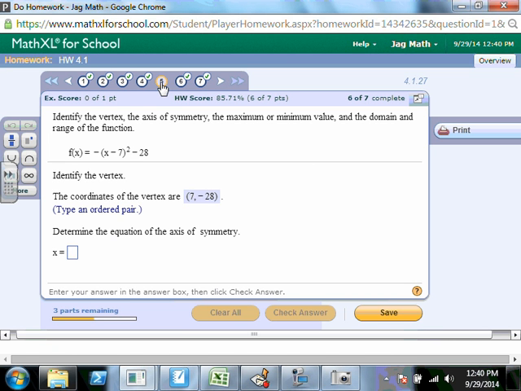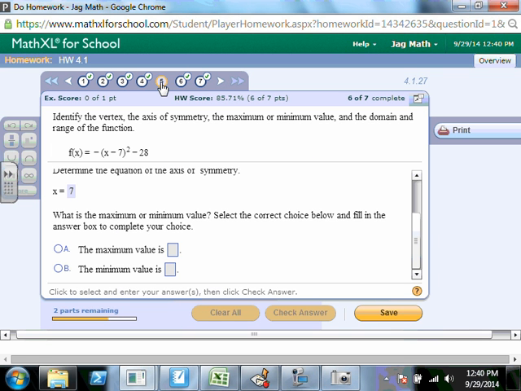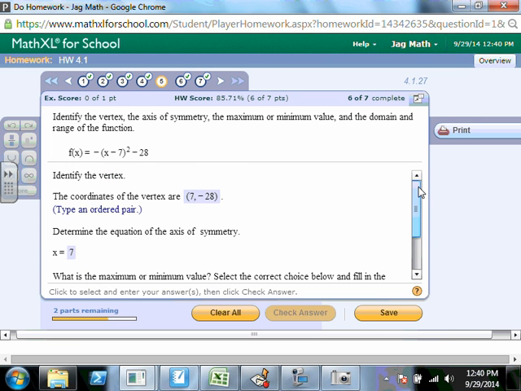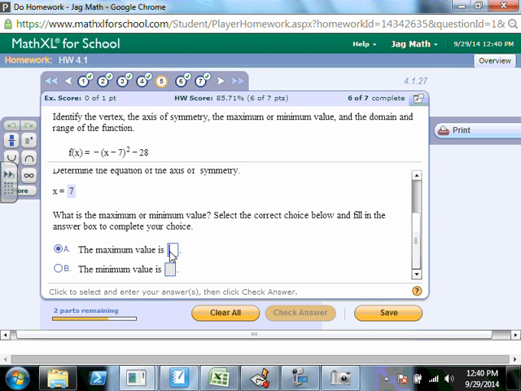The axis of symmetry goes through the vertex. It's a vertical line whose equation is x equals, say it loud, say it proud. X equals 7, good. Does this have a minimum or a maximum? It has a max because the a value is -1, and the maximum value is the y-coordinate of the vertex, so it's -28.